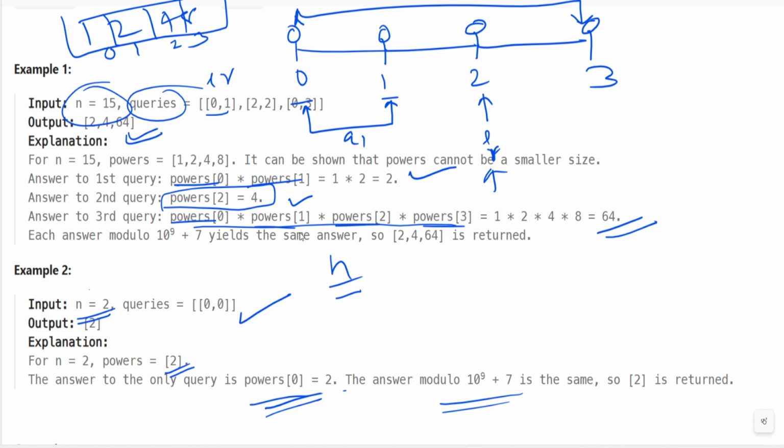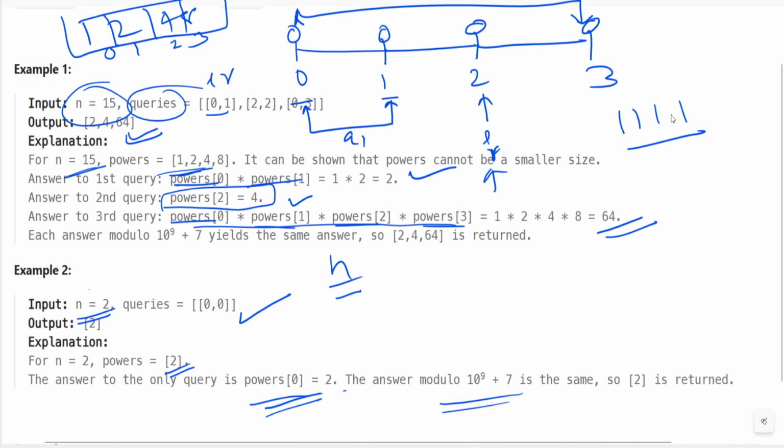The key is that the power array is fixed for n. And where does it come from? From the binary representation that we have seen, for 1 1 1 1, for 15. So it comes from the binary representation.